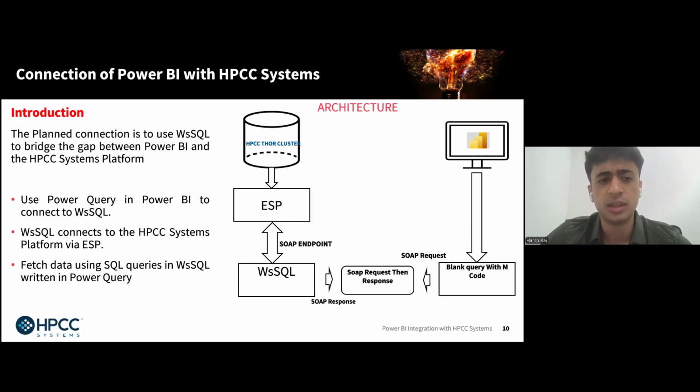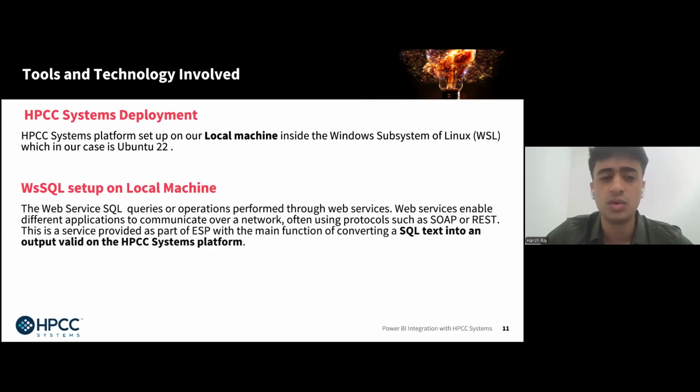So this was the proposed system, but we need to know what tools and technologies we have been going forward with. First and foremost, we have done an HPCC deployment on our local machine, that is WSL, for Ubuntu 22. The reason for doing it on our local machine was that it's still under development and research, so we didn't want it to disturb the already existing clusters. So we have done it locally here.